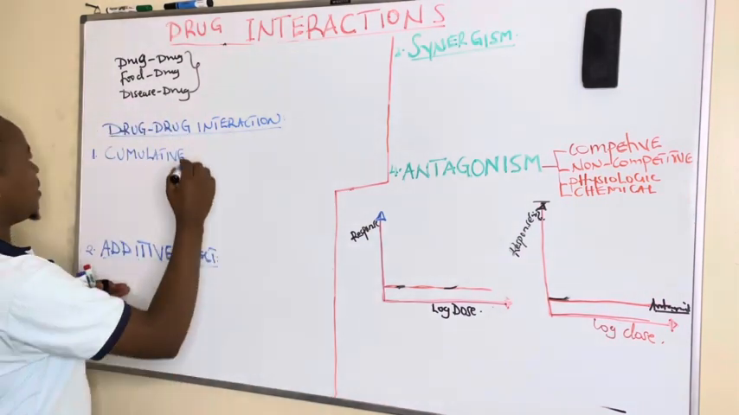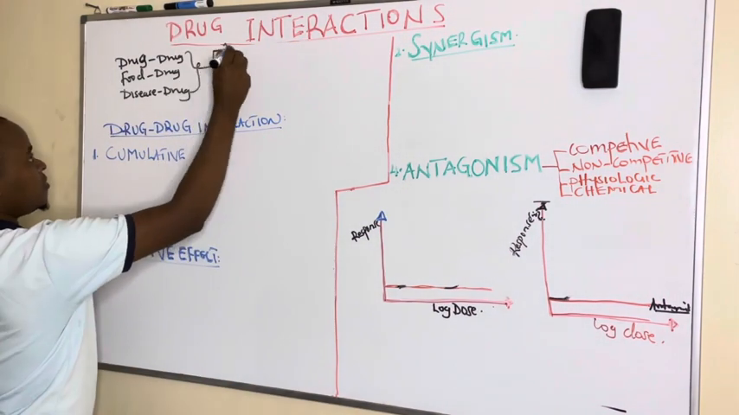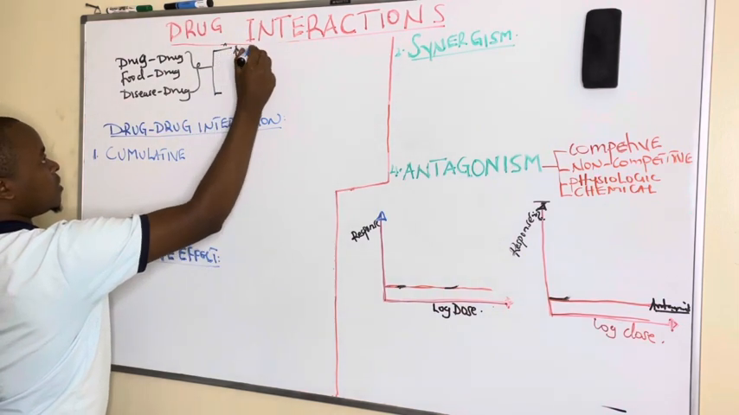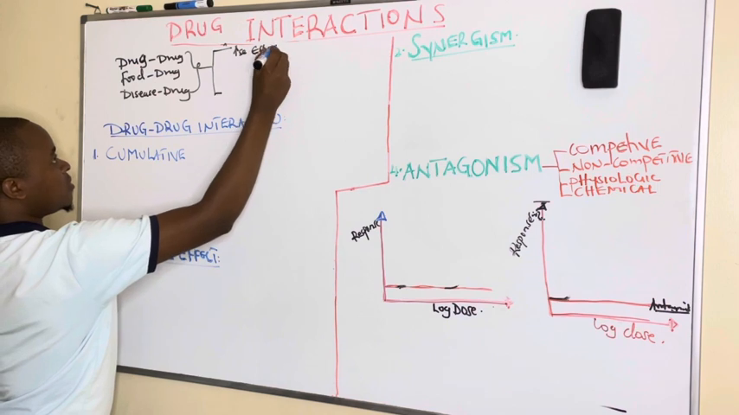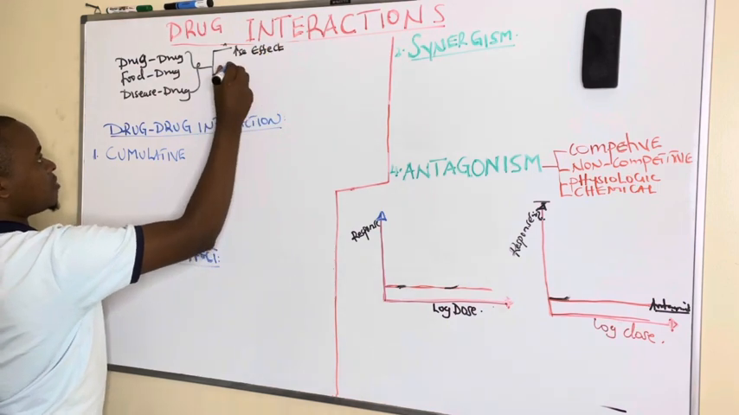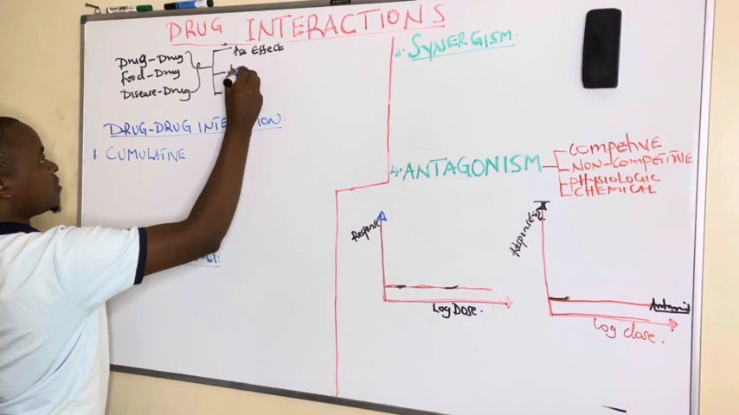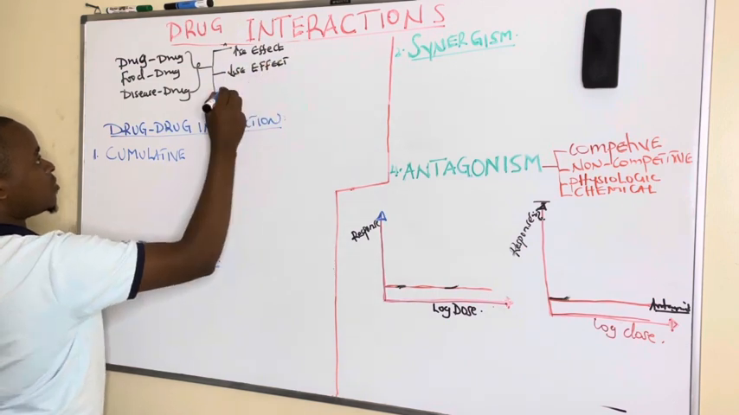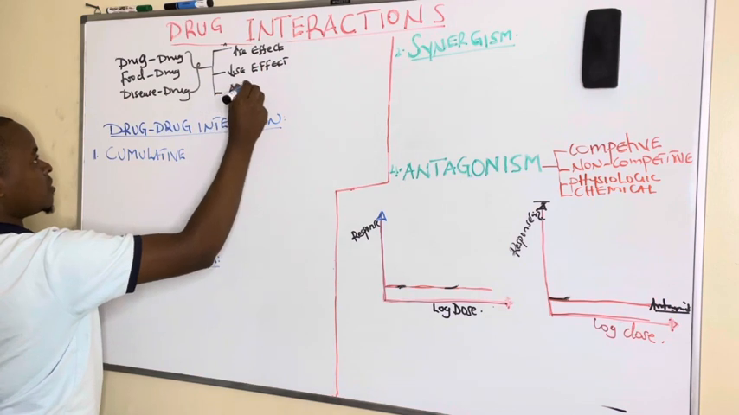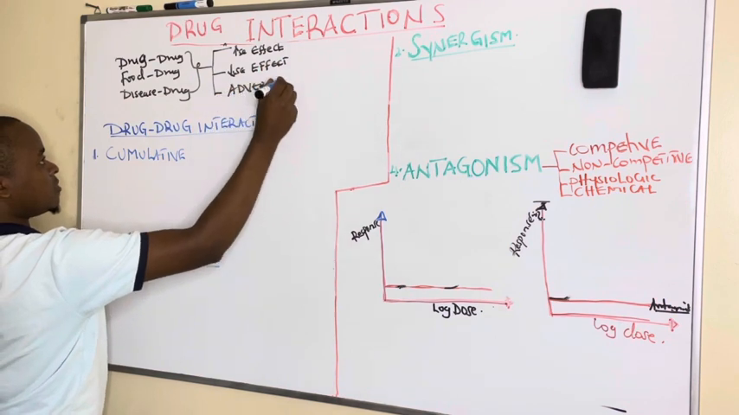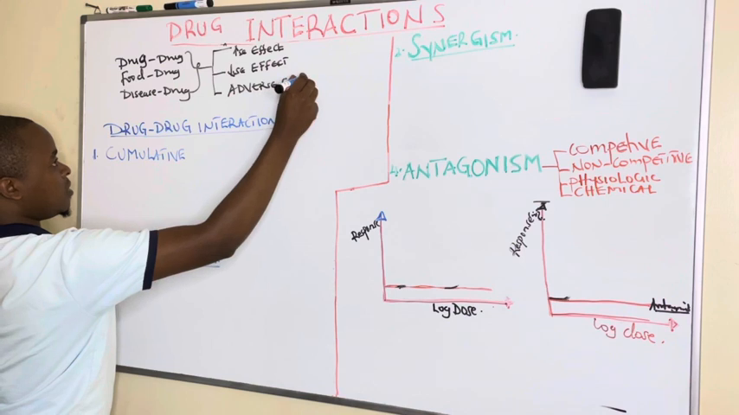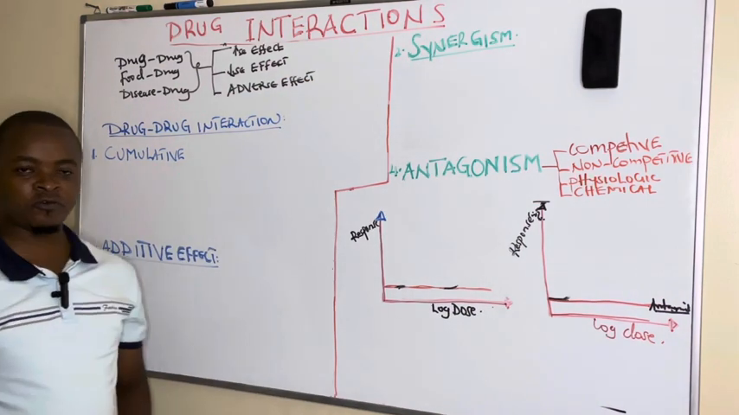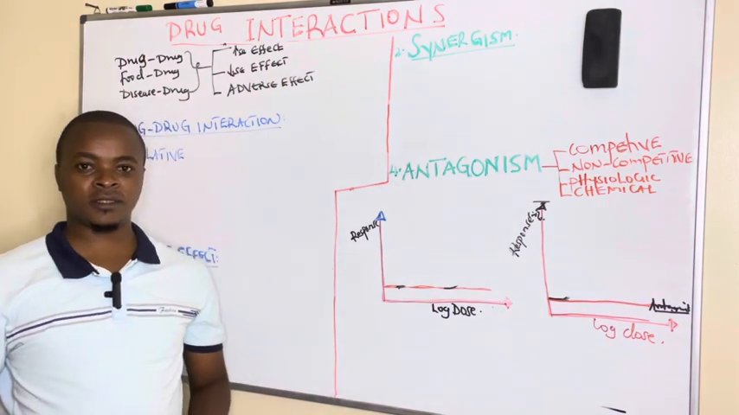And we're going to see there are three end results of this reaction, whereby it can either increase the effect of the drug, decrease the effect of the drug, or cause an adverse effect when they are combined. So these are the three end results of drug interactions.